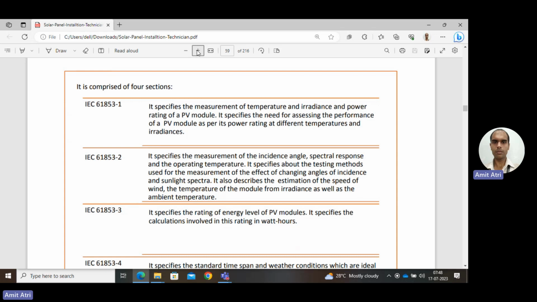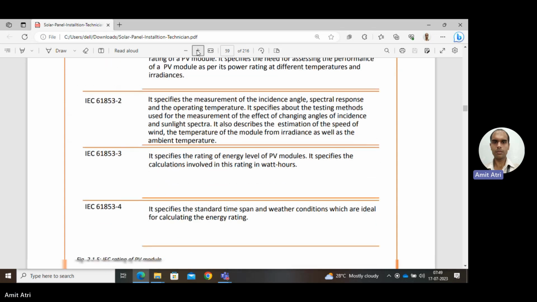The third section specifies the rating of the energy level of PV modules. It specifies the calculation involved in this rating in watt hour, that is related to power and energy. The fourth section specifies the standard time span and weather conditions which are ideal for calculating the energy rating.